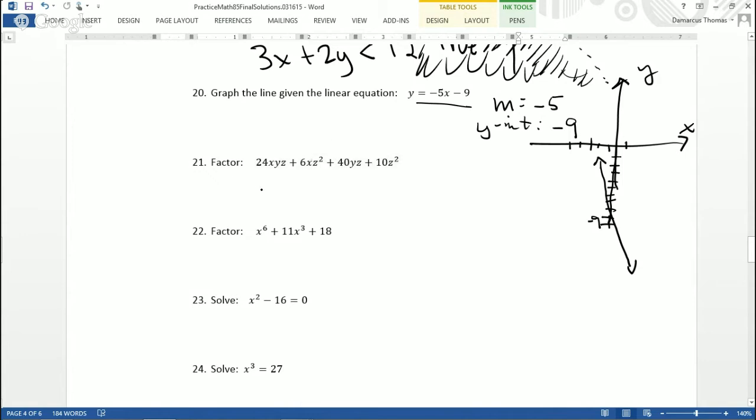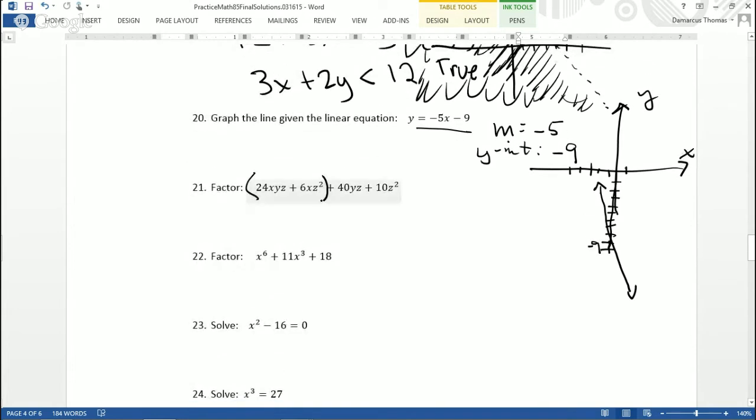Factor. Okay, so here we have 4 different terms, and so the first thing you should try is to group the first 2 terms, and then group the second 2. And now factor each group. Once you've grouped the first 2 terms and the second 2 terms, factor each group by the distributive property.